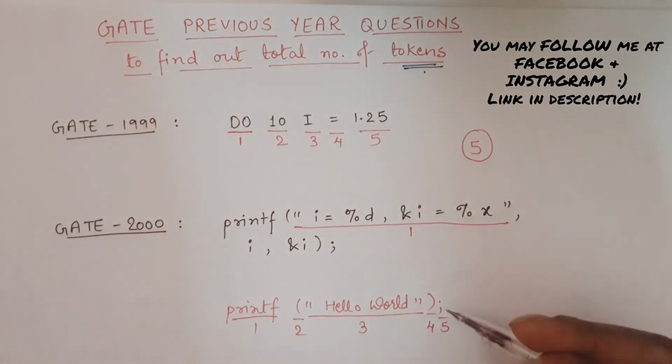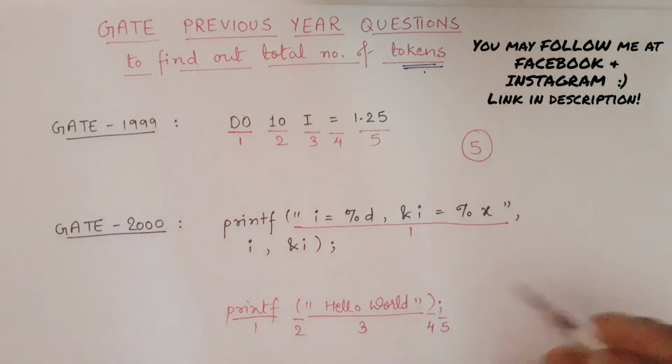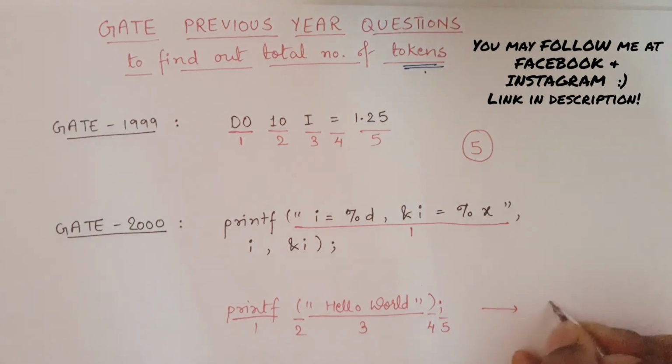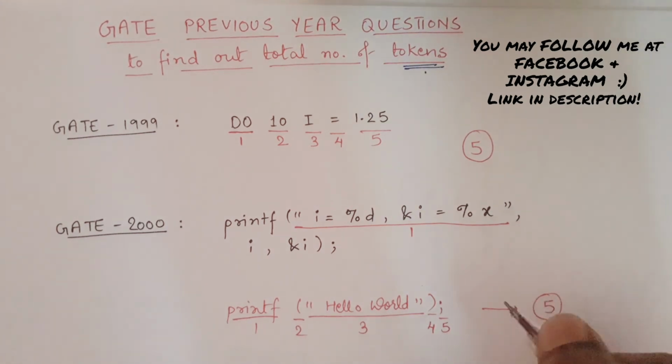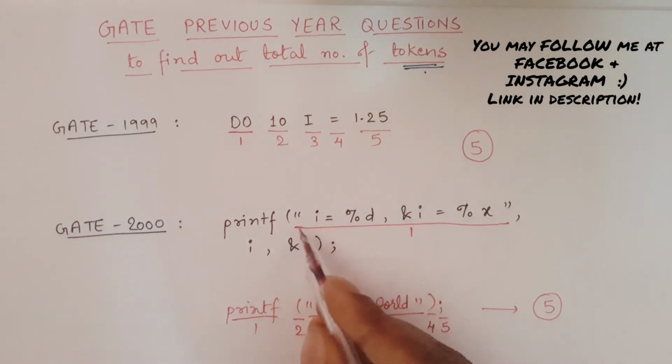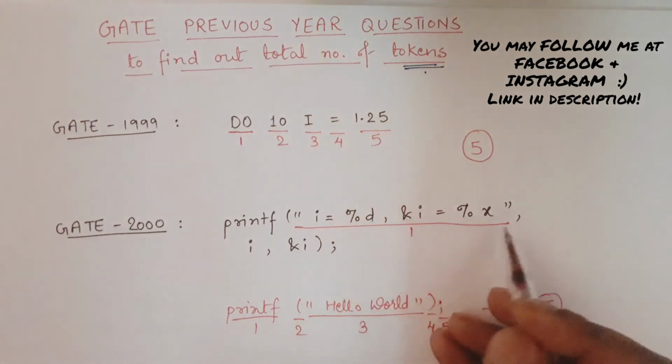Don't forget to count the semicolon. Fine, we have to consider the semicolon also as one token. So the total number of tokens here is 5. Got it? So this is the main thing that you need to remember in case of printf. So if we are taking this example, this whole thing is one token.